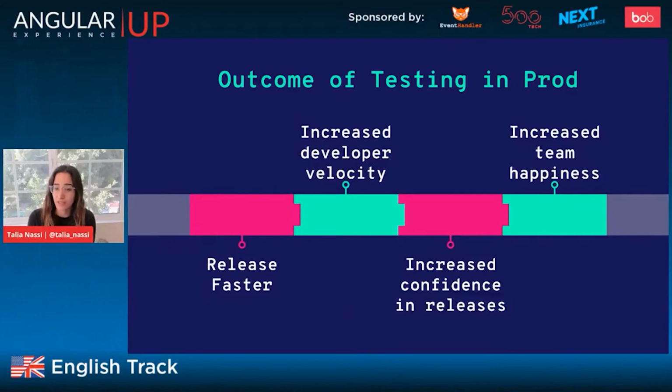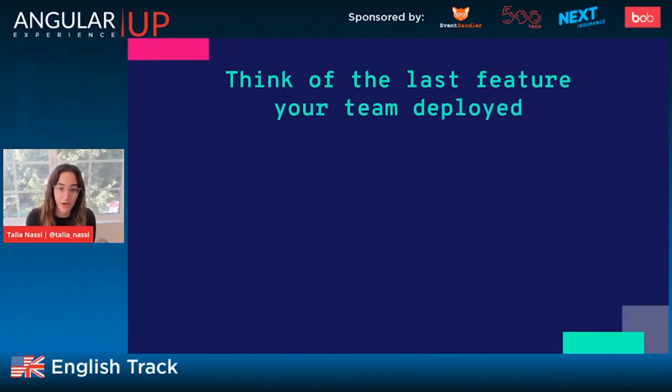And so the outcome of this process is that you can release faster. You will have increased developer velocity because you spend more time creating new features and less time fixing bugs. You also have really great confidence in your releases because you already know your features are working in the environment that they will live in, not a dummy environment. And you also have increased team happiness because it's just a really great thing for engineering culture when you're testing in prod.